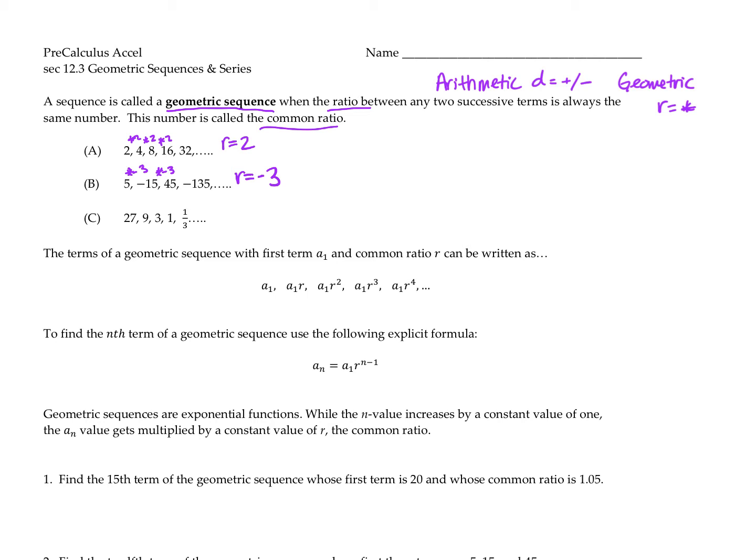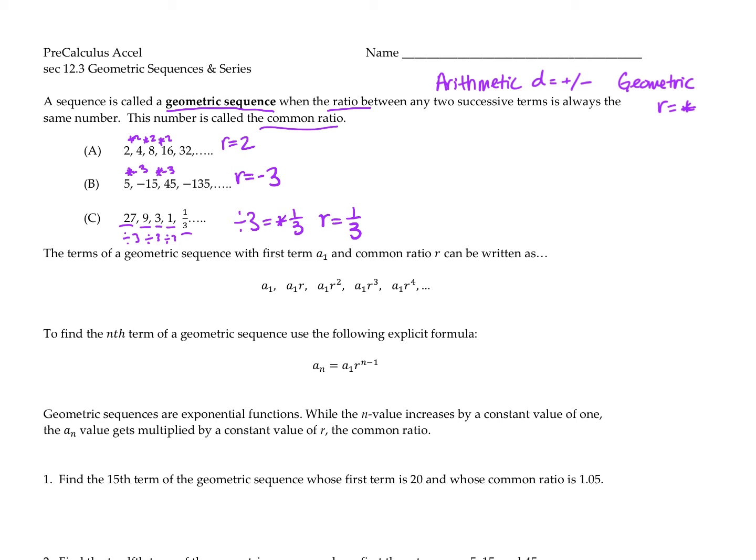Now C is even a little trickier. So if I'm going from 27 to 9 to 3 to 1 to 1/3, it doesn't look like I'm multiplying by something, but again, my rule has to be multiplication. So it looks like I'm dividing by 3, dividing by 3, dividing by 3. Well, if I'm dividing by 3, that's the same as multiplying by 1/3. So my common ratio for this one is going to be 1/3. So keep in mind when your numbers are getting smaller, you're probably multiplying by a fractional value.